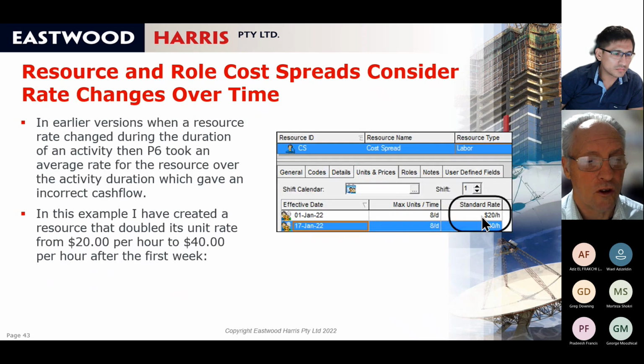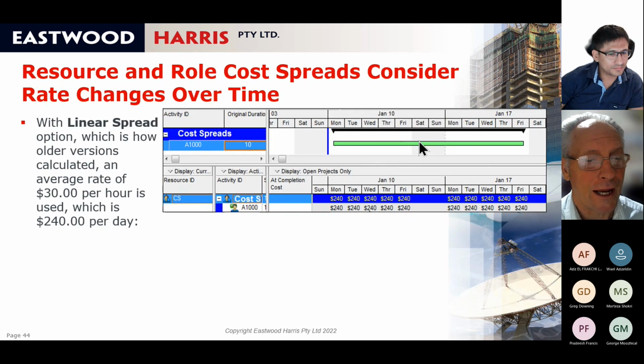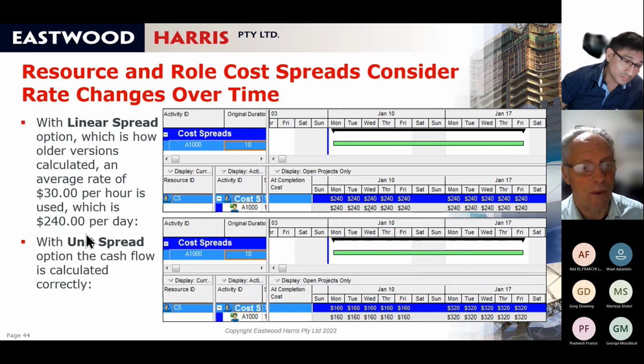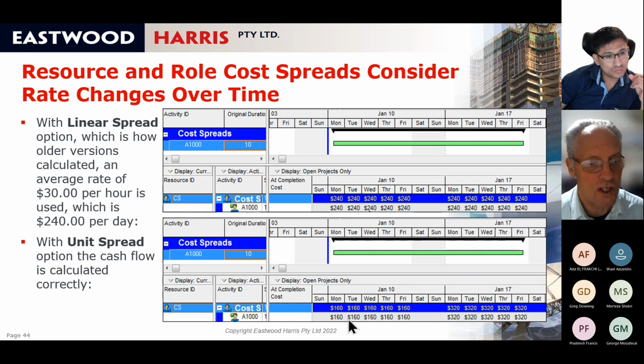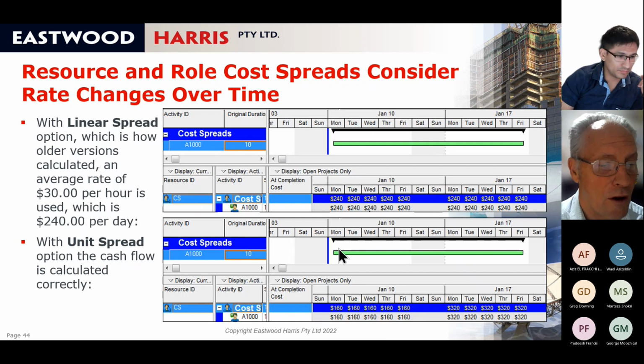Here you can see I've got 20 and 40, and I've got half the activity in the $20 a day, half the activity in the $40 a day, but it's taken the average of 240. If you select unit spread, now it does the cash flow properly. So both roles and resources, the unit spread does the cash flow properly when you have a resource rate change over time. And this is how I think it should have always calculated.